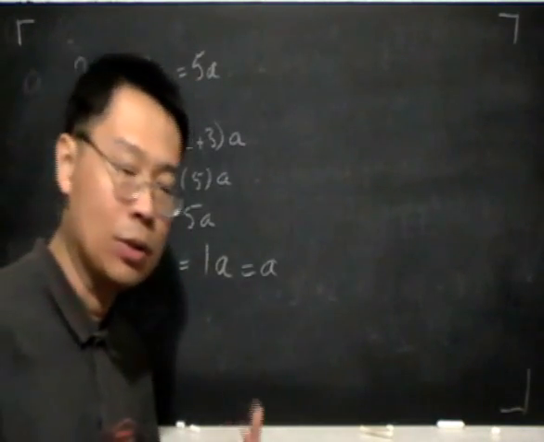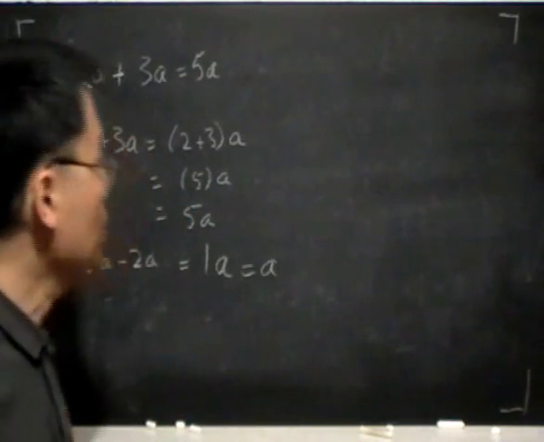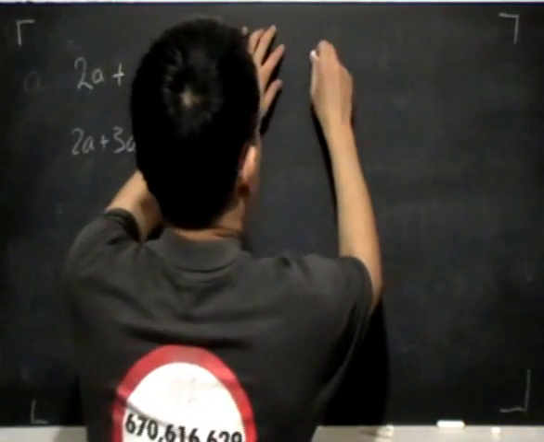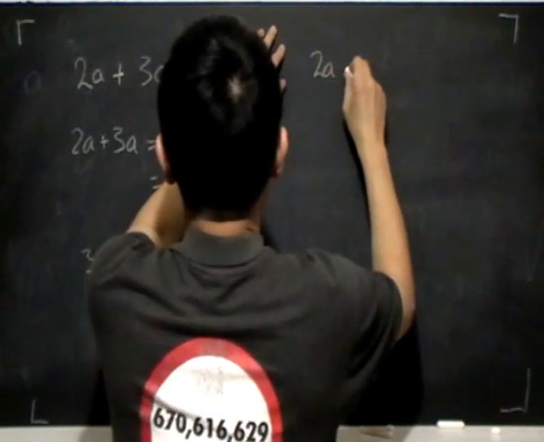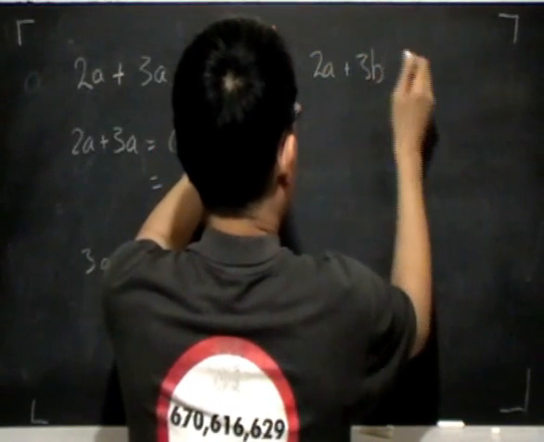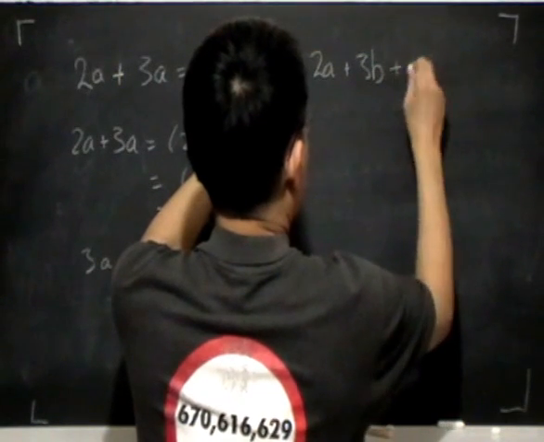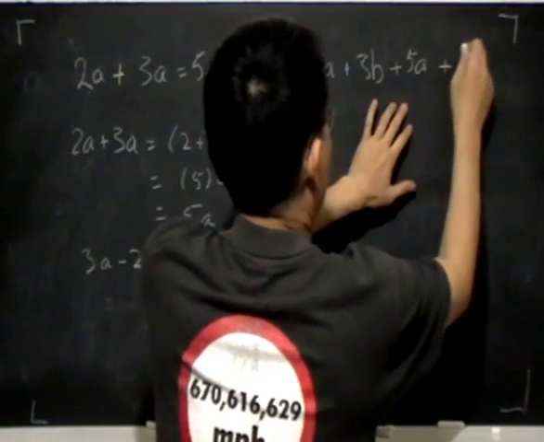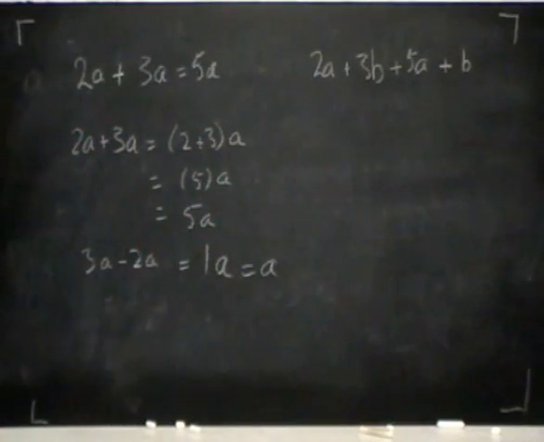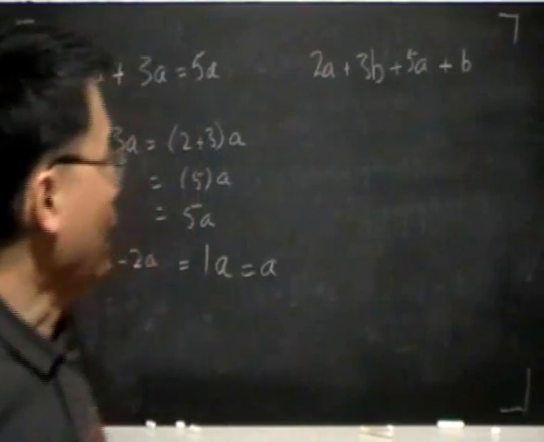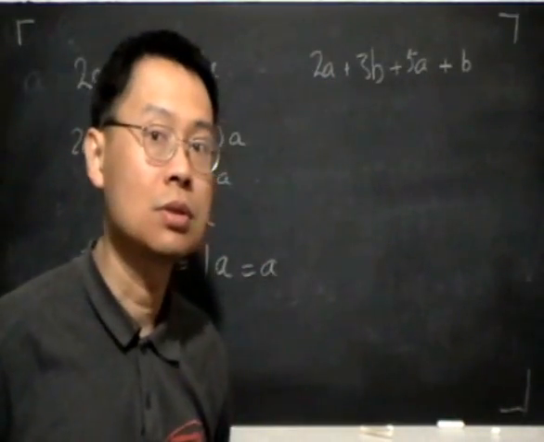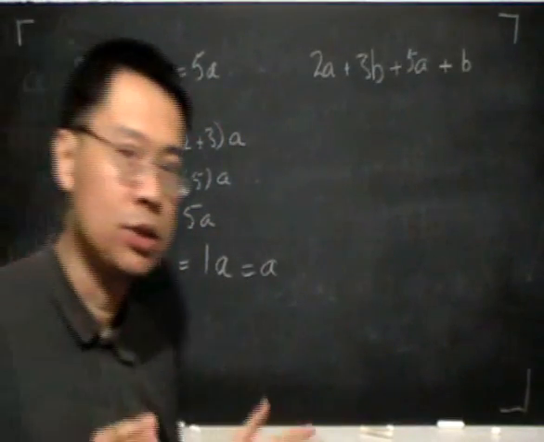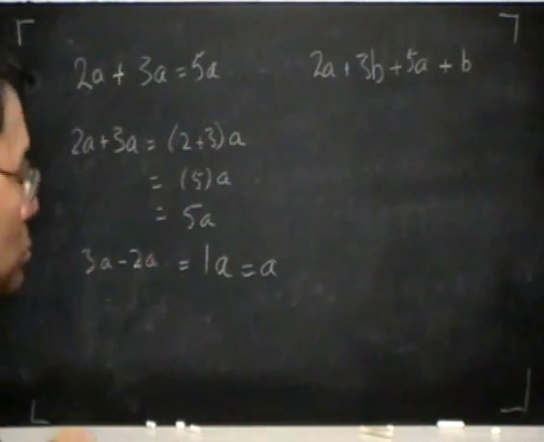So then we will now make things a little bit more complicated. Let's do something like this. Let's say we have 2a plus 3b plus 5a plus b. Right, we have a longer expression here, and we have two symbols. We have a and b. We want to simplify this using the ideas that we've seen just now.